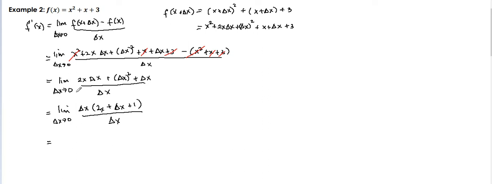Now, we can cancel delta x. We can safely cancel this one. Okay, so what is left is limit of 2x plus delta x plus 1 as delta x approaches 0. Okay? So, again, yung delta x lang po ang magiging 0. So, we have 2x plus, since this is delta x, magiging 0 yan, plus 1 is equal to 2x plus 1. Okay, so, as you can see here, this is our derivative. We have 2x plus 1.